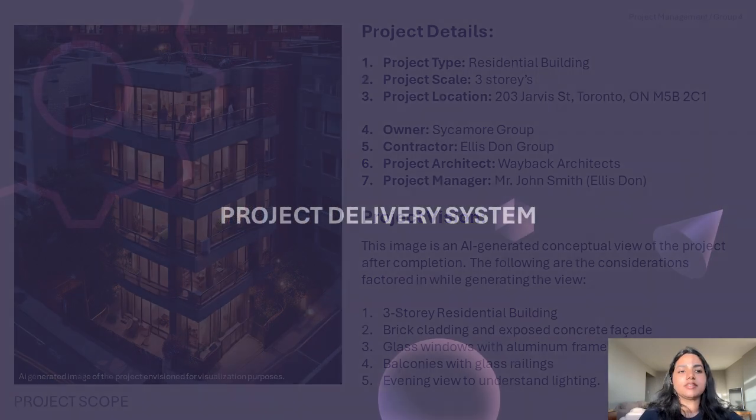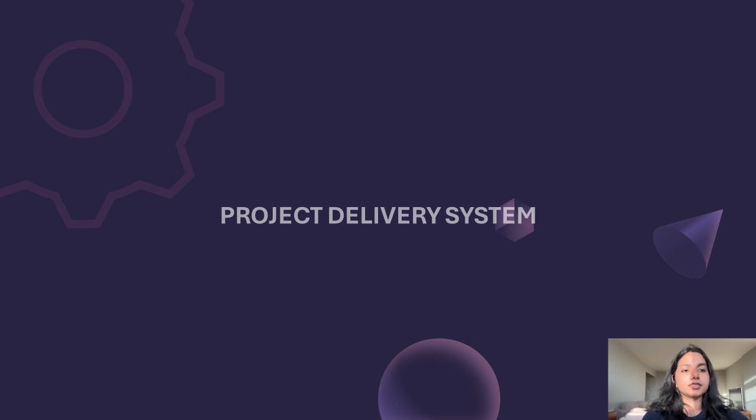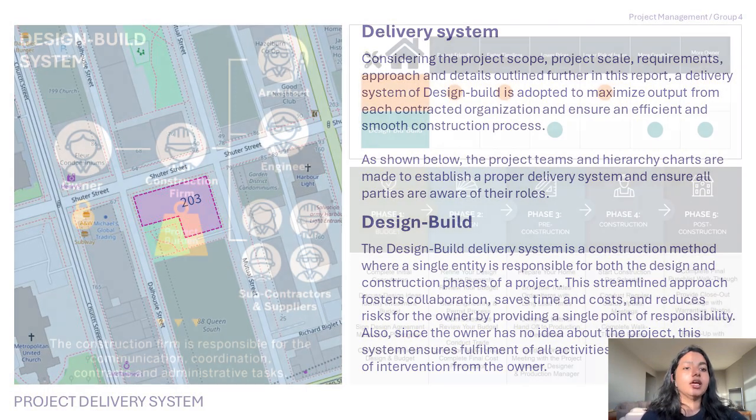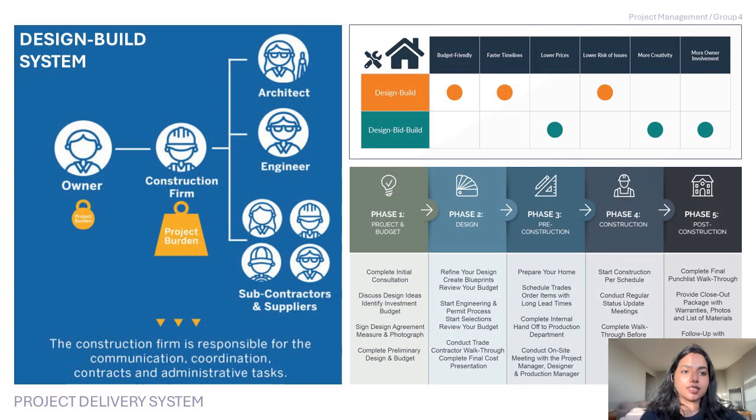Coming to the project delivery system, considering the project scope, project scale, and its requirements, approach, and details outlined further in this report, a delivery system of design build is adopted to maximize output from each contracted organization and ensure an efficient and smooth construction process. As shown below, the project teams and hierarchy charts are made to establish a proper delivery system and ensure all parties are aware of their roles.